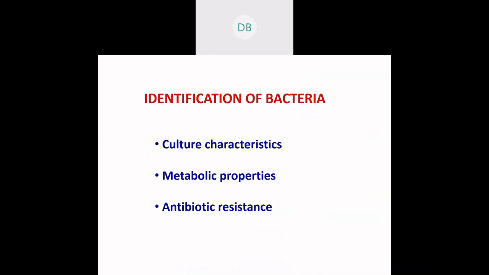There are mainly three approaches to identify bacteria. One is to study their culture characteristics. Second is to follow their metabolic properties. And third is to check what kind of behavior they have towards the presence or absence of a particular antibiotic. So there are three main approaches to identify the bacteria that you have cultured. One is to study the culture characteristics, second is the metabolic properties, and third is the antibiotic resistance.